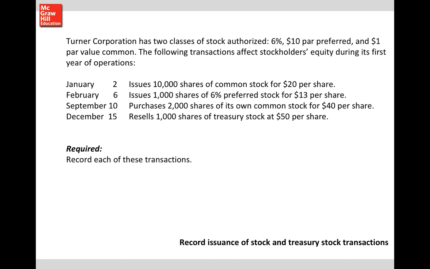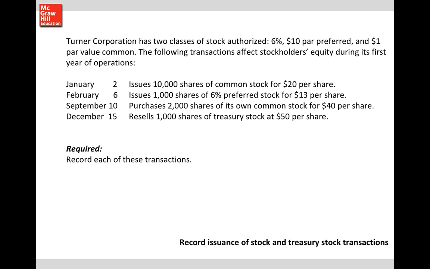Let's look at an example of recording the issuance of stock and Treasury stock transactions. Turner Corporation has two classes of stock authorized: 6% $10 par preferred and $1 par value common. The following transactions affect stockholders' equity during its first year of operations.